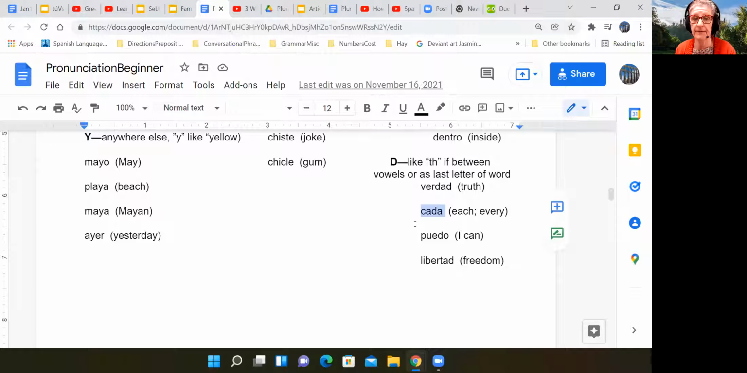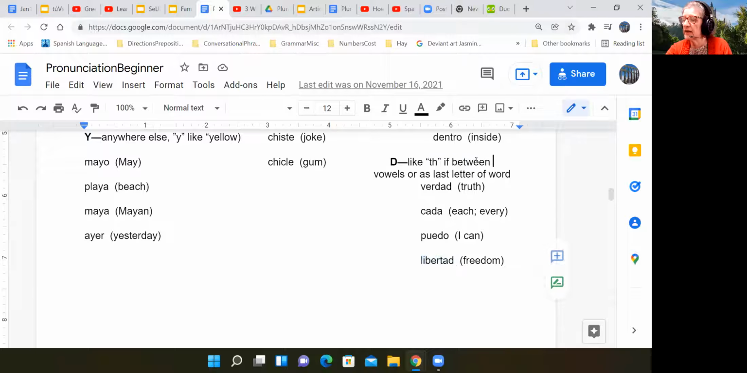Cada. Here's another D between two vowels. They'll sound like a TH. Puedo. And here's a D that's hanging off the very end. So it's going to sound like a TH. Libertad. Okay.